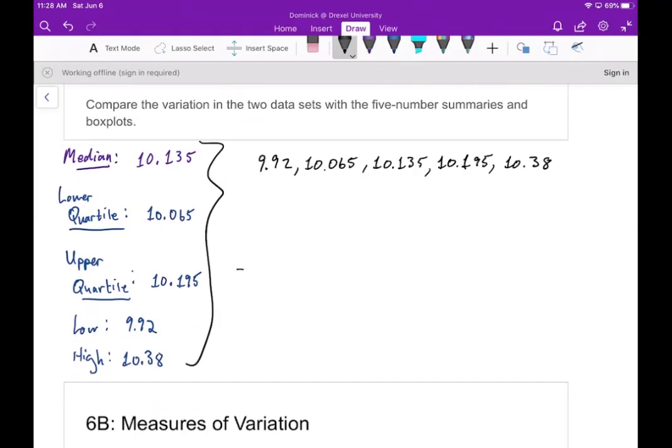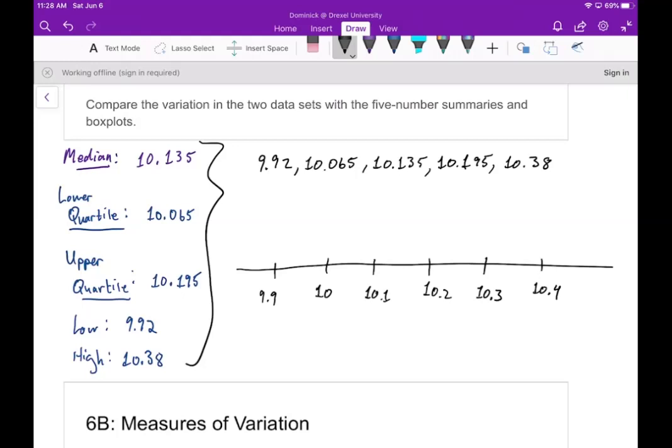Okay, now as a box plot, here's what we've got to do. So there's my number line. And let's say maybe I have something like 9.9 here, because that would be lower than all my data values. And then let's say we have 10.4 up here. Right, and then if I fill in some hatch marks, we could say this is 10, this is 10.1, this is 10.2, and this is 10.3. Well, we need to draw a box around where our lower and upper quartile is. So I need to go from 10.065, so that's maybe somewhere around here, to 10.195, so to about here.